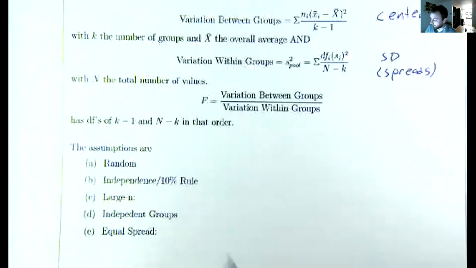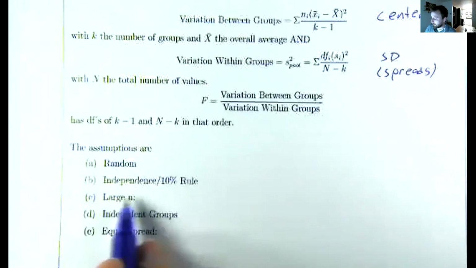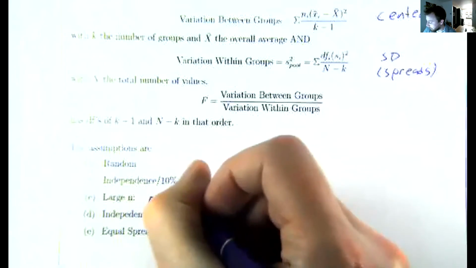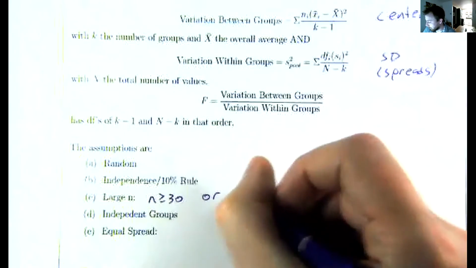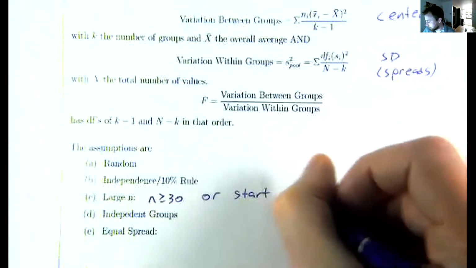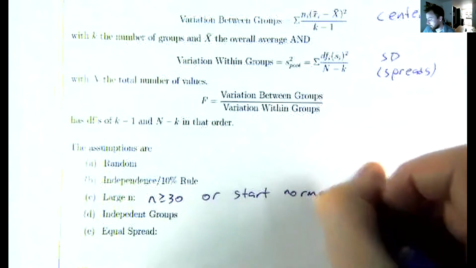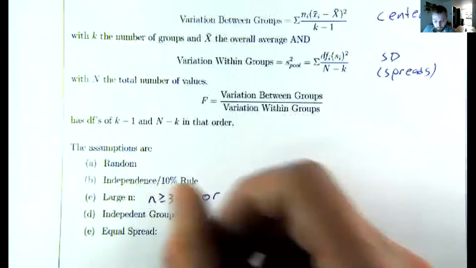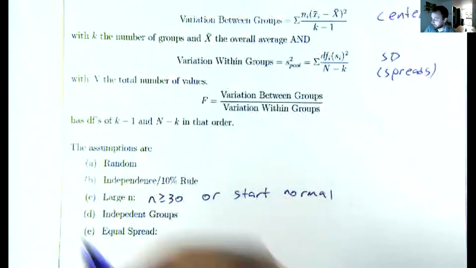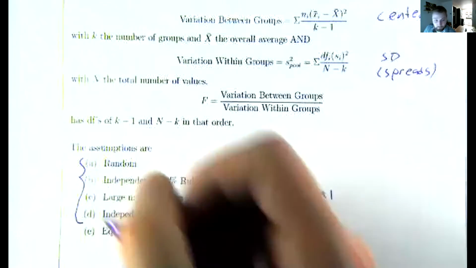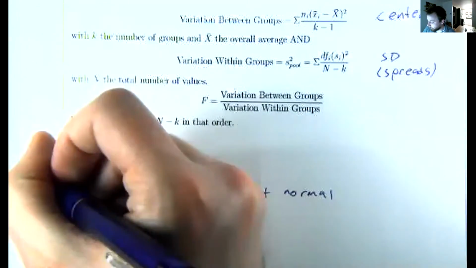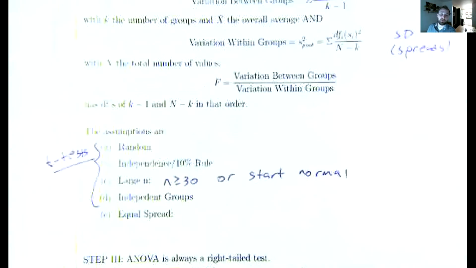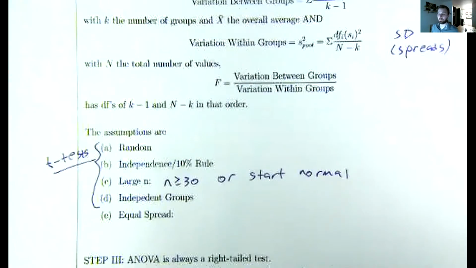I do have assumptions for using this model. My assumptions are as follows: random, independence, large N. This is essentially an average problem, so I need 30 or more samples, or it needs to start normal. And I need to have independent groups. Independent groups tells me that one thing does not affect another. These were all the same assumptions that I had for my t-test. So in a lot of ways, this ANOVA is an extension of the t-test.